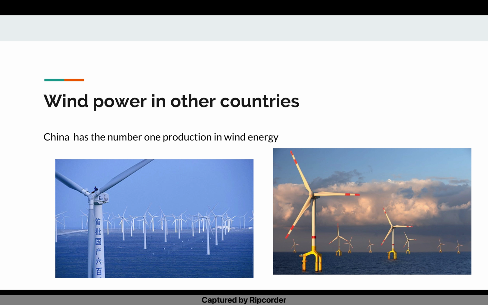So, wind power in other countries. China is the largest wind energy producer in the world. China has impressed the world by installing more wind power capacity in 2015 than the whole European Union. The main driving forces behind the development of wind energy are now to satisfy the electricity demand and reduce pollution.